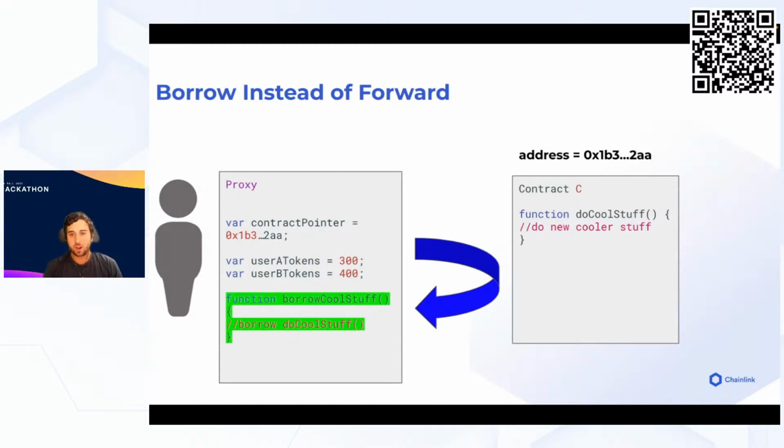So because the proxy is storing all the state, really instead of a pure forwarding function, we need the proxy to borrow the functionality from the contract it is pointing to and run the contract on the proxy state. We'll talk about how we implement this process in a moment, but just imagine we had a function called borrow cool stuff instead of forward. And this actually took the cool stuff function, pulled it into proxy temporarily, and used it to interact on its state.